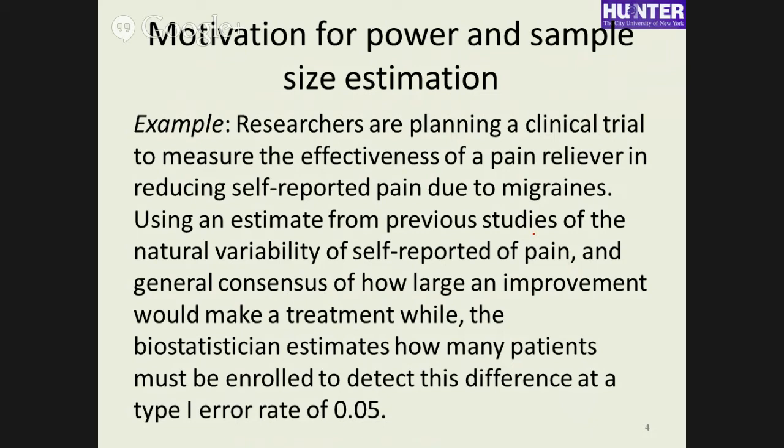So does it make sense why these are the pieces of information needed? They need the normal variability, based on prior experience and prior data, and they need to make a decision about the size of the difference that they're interested in. Question? This sounds like it relates to figuring out how big of a sample you need to have a good study. That's exactly what it is. How big of a sample size do you need to have a good study in order to effectively test your hypothesis?